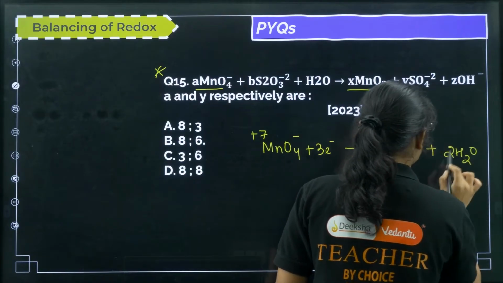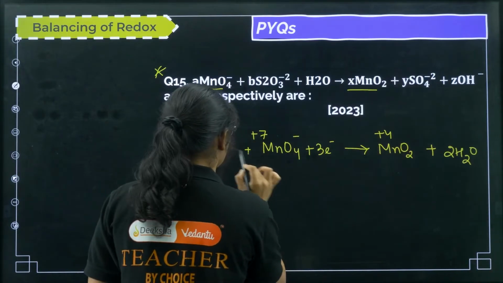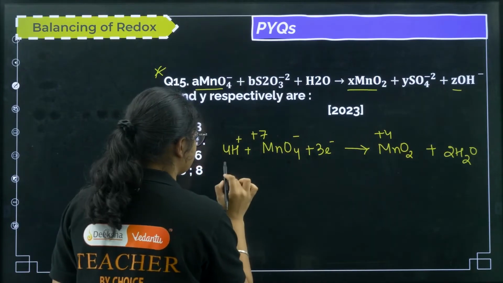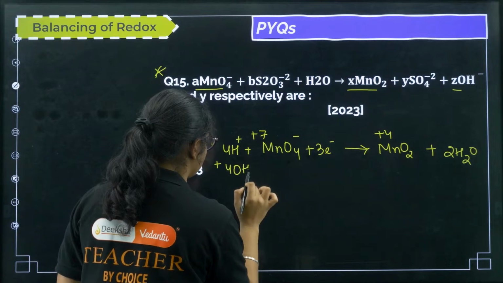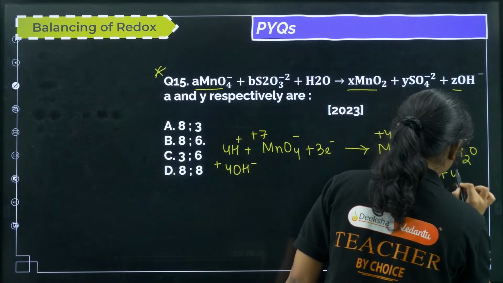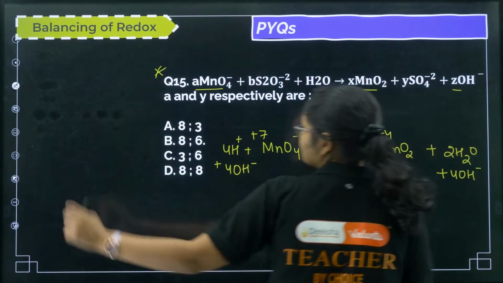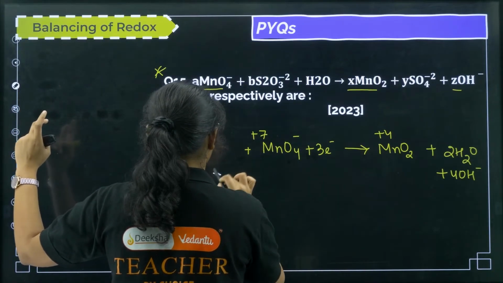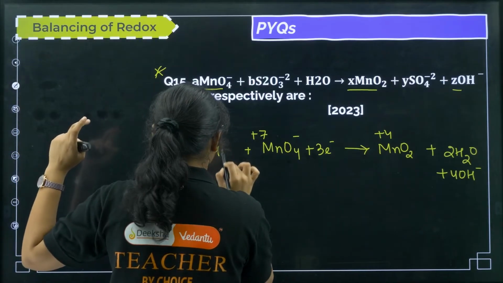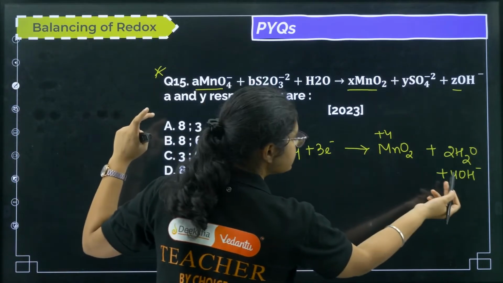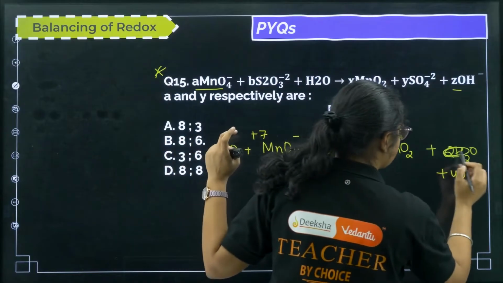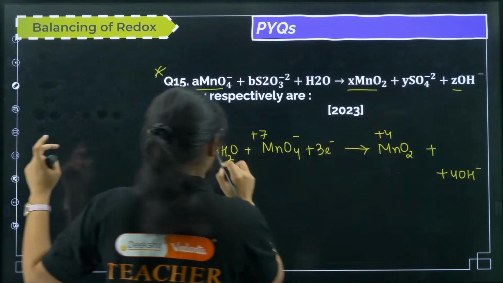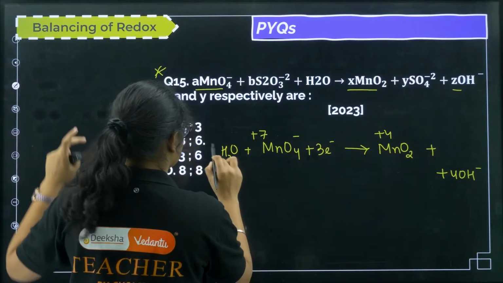2H2O, right? Now to balance the hydrogen, I have to add 4H plus here, right? But you can see OH minus is there, that means it is in the basic medium, so I will add 4 OH minus here, and at the same time I have to add 4 OH minus here. So now if you see, this 4 OH minus and 4 H plus can become 4 water, right? It can become 4 water. And now this 2 water can come to this side. If I subtract, it will become 2 water, right?